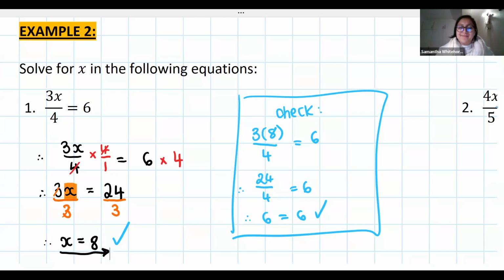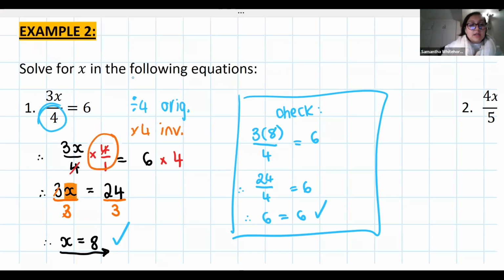Question? There we go. Oh, ma'am, I was asking, how did you get the 4 over 1? Okay, so remember, in the original question, I've got 3x divided by 4. So what that means is I need to get rid of that denominator of 4. I don't like this fraction situation. If I'm dividing by 4 originally, my inverse is to then times by 4. And that is why I'm multiplying by 4 here.